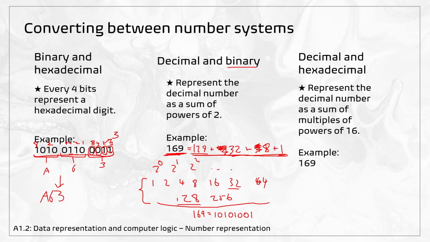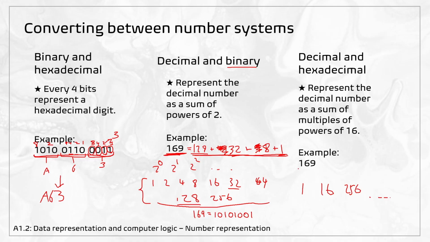Now let's move on to the final conversion, decimal and hexadecimal. And this one is a little more tricky. We need to represent a decimal number as a sum of the multiples of powers of 16. So let's go through what I mean by that with this example, 169 again. So what are the powers of 16, first of all? It's 1, 16, and 256, and there's some more, but we can stop here for now.